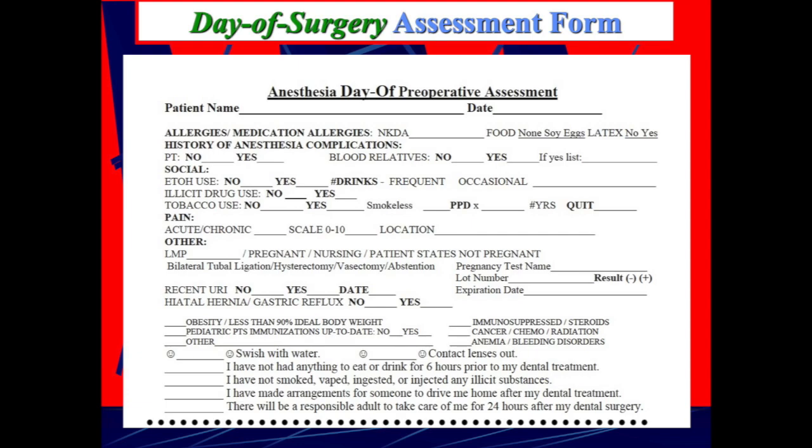That someone is going to drive them home after the procedure. The patient cannot, in any circumstance, drive themselves home, and we don't even let the patients go with any Uber or Lyft driving, taxi, because we don't know what's going to happen once they get home. And that last line tells us that they've got a responsible adult to take care of them for the 24 hours after their dental surgery and their sedation.